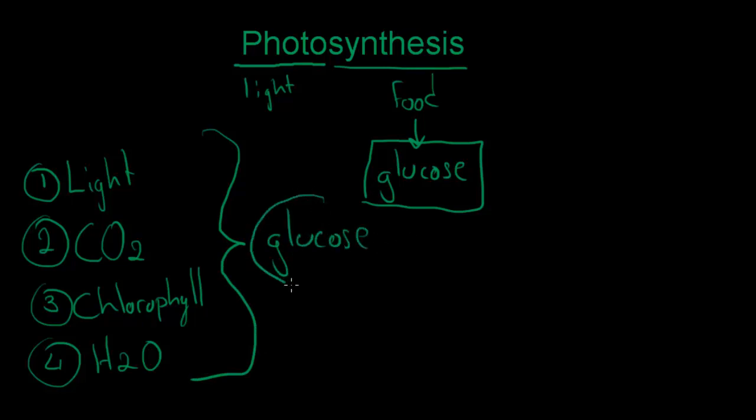Now glucose is then rapidly converted into starch. So we learned that starch is a storage carbohydrate in which plants can store it and use it when they need energy. So that's the reason glucose is quickly converted into starch, so they can store it.